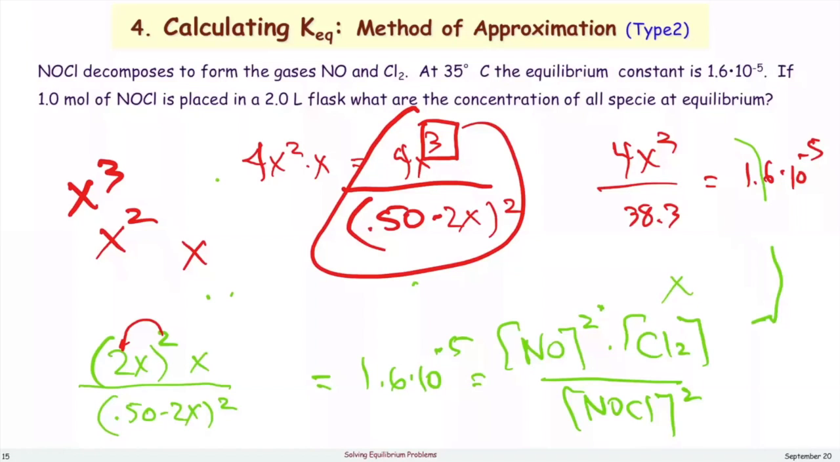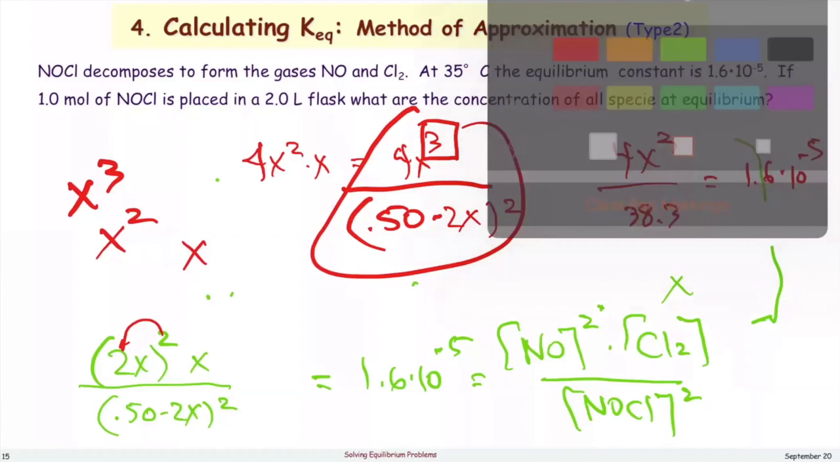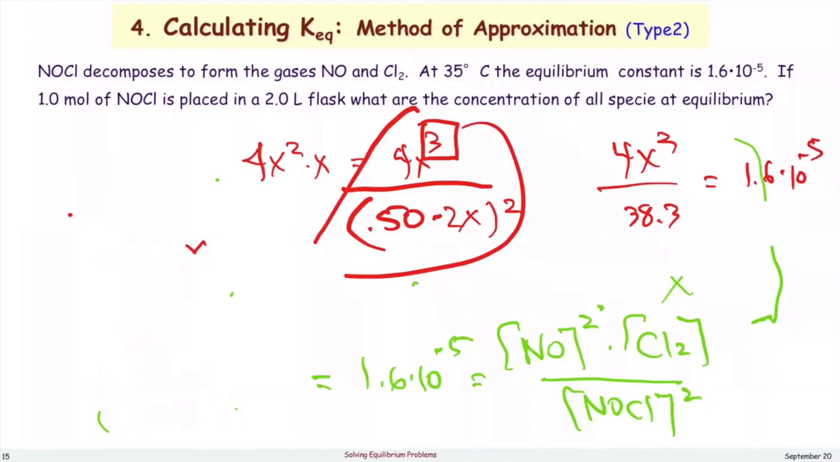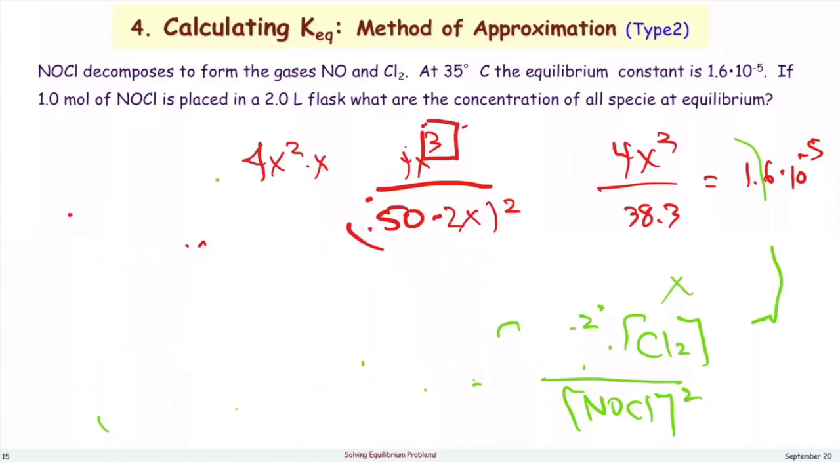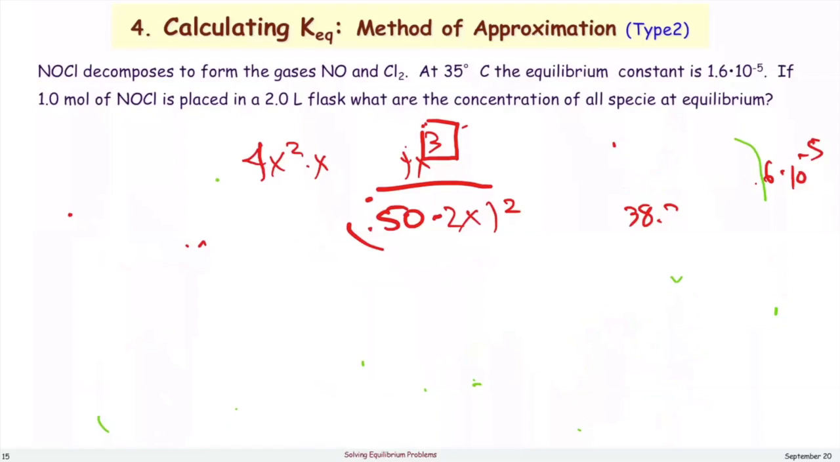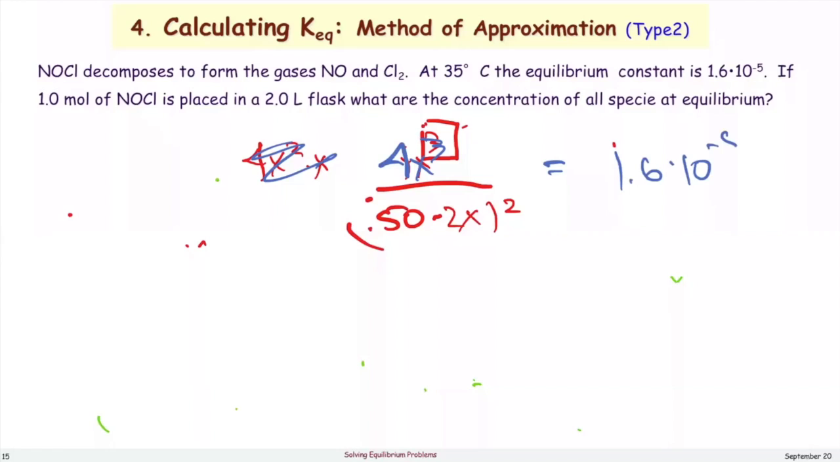But that means you have to understand how things occur. You've got to understand what these numbers mean in the physical realm. So let me go ahead and clear this right here. The reason why I want to do this is because this is your mass action expression. This is your mass action expression right here: 4x cubed over 0.50 minus 2x equals 1.6 times 10 to the minus 5.